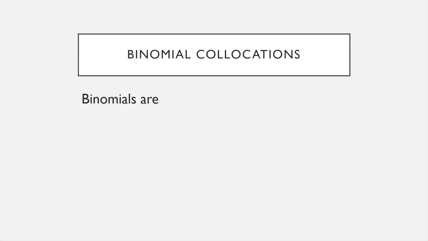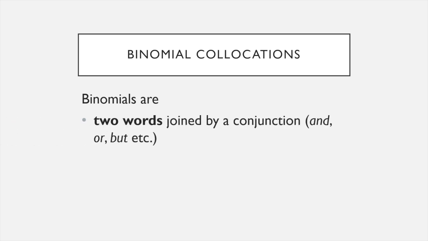Binomials are a type of expression in which 2 words are joined by a conjunction or a linking word. So these can be things like and, or, but, etc. And is the most common one when it comes to binomials.